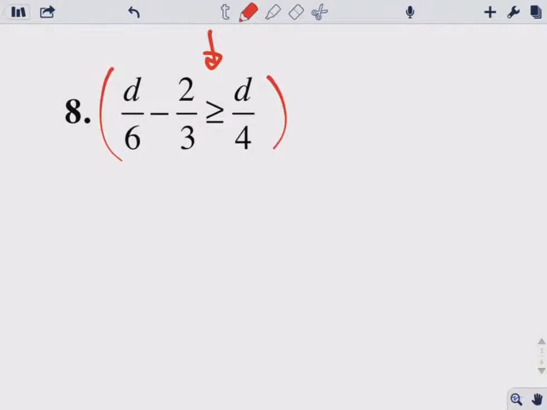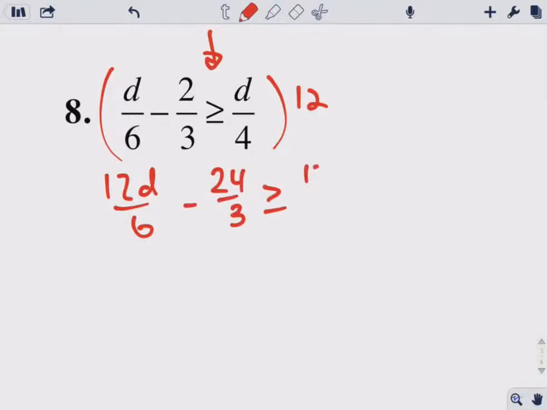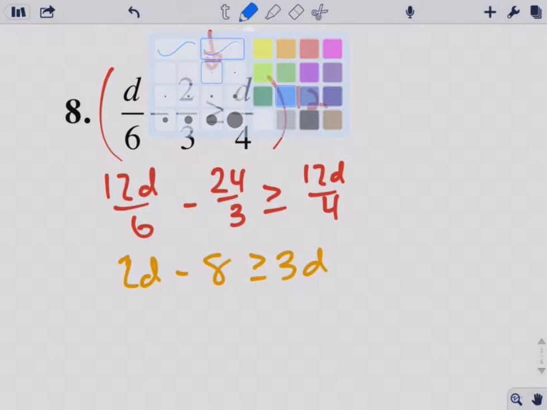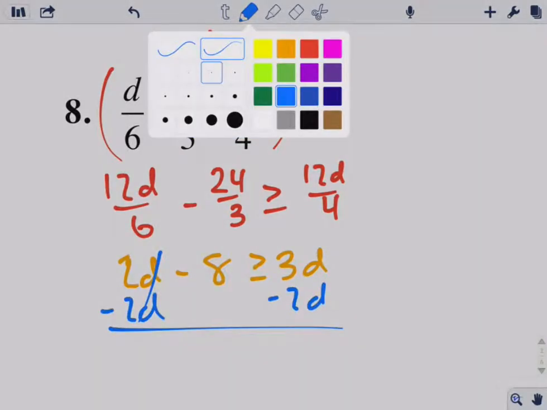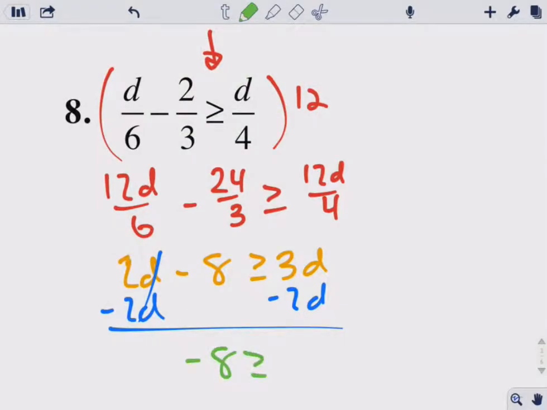8, we do have an inequality, so pay attention to that. Again, multiply by the GCF. The GCF of 6, 3, and 4 is 12. So I'll get 12d over 6 minus 2 times 12 is 24 over 3 is greater than or equal to 12d over 4. Simplify each of those expressions. 2d minus 8 is greater than or equal to 3d. Okay, so I'm going to take the 2d, move it over here, and so I end up with negative 8 is greater than or equal to d, and there's your answer.